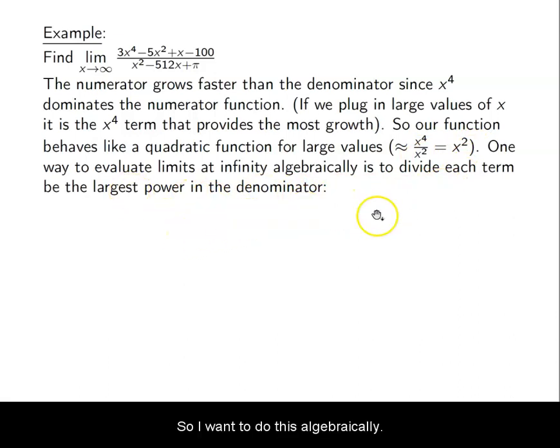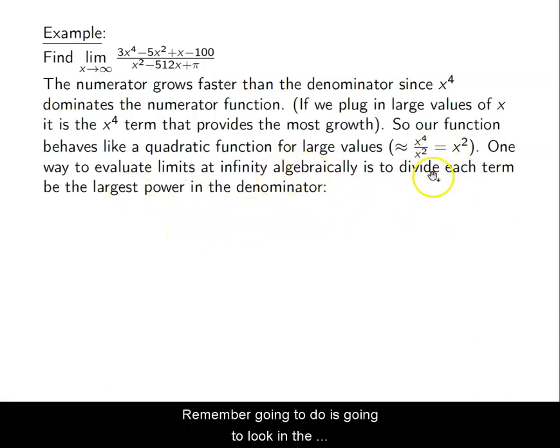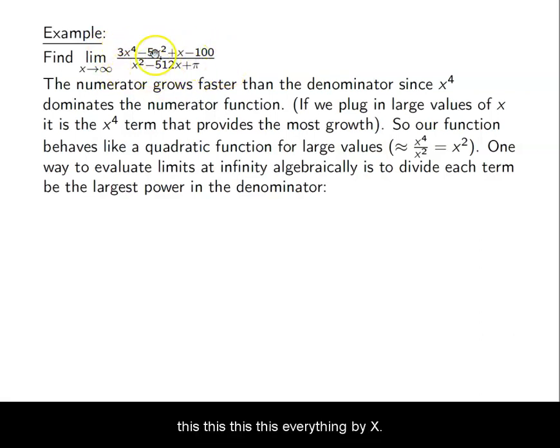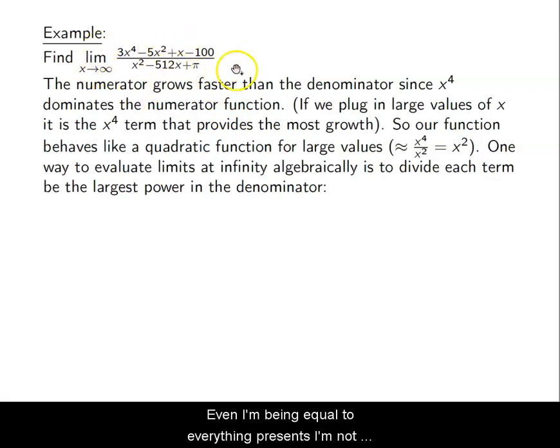If I want to do this algebraically, we look in the denominator and find what grows the fastest there. In this case, it's the x squared term. What I'm going to do is divide everything present by x squared. It's okay for me to do that because I'm being equal to everything present, so I'm not changing the value of anything. I'm just making it look like something that's easier for me to evaluate. So I'm going to divide everything by x squared, and look at each term separately and at what happens as x goes to infinity.